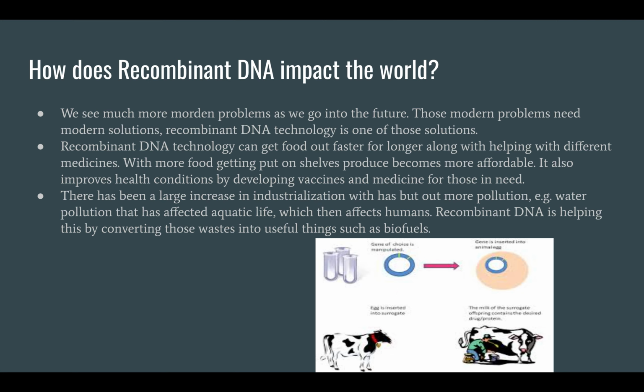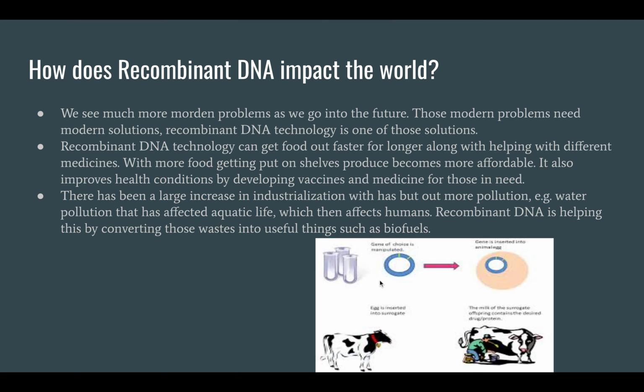There's been a large increase in industrialization, which has put out a ton more pollution. So, an example for this is water pollution, and that affects the aquatic life, which also affects humans. So, recombinant DNA actually can help with environmental issues as well by converting those wastes into useful things like biofuels.